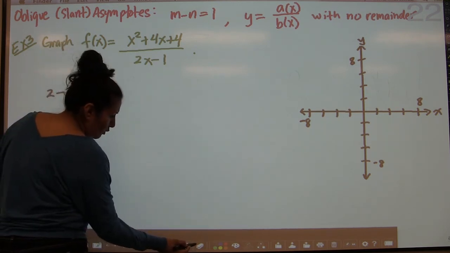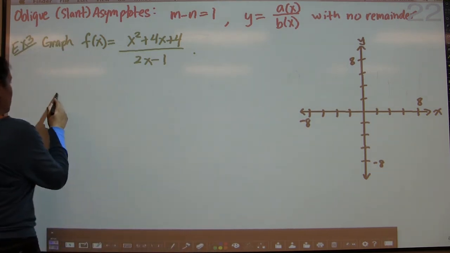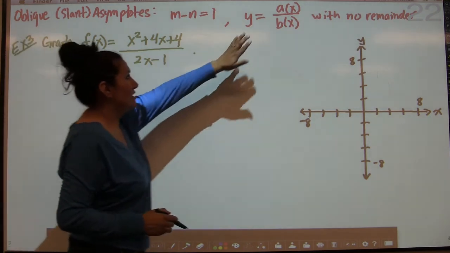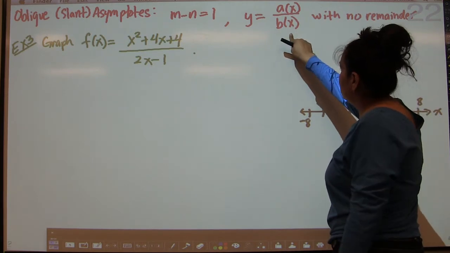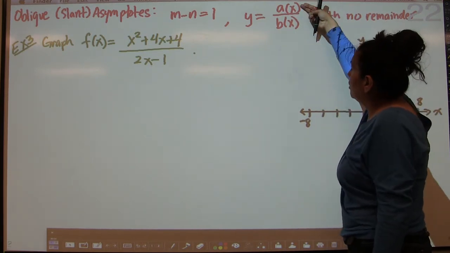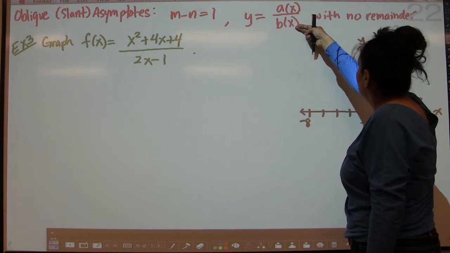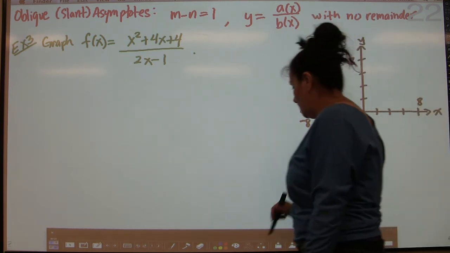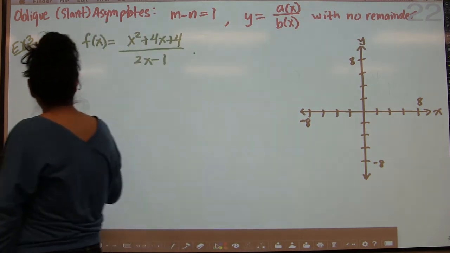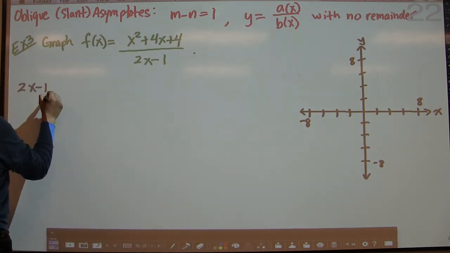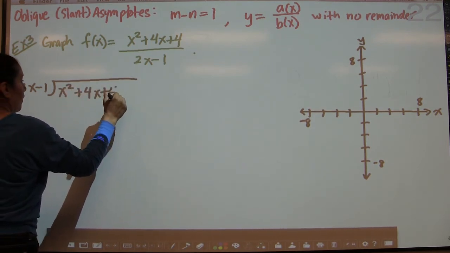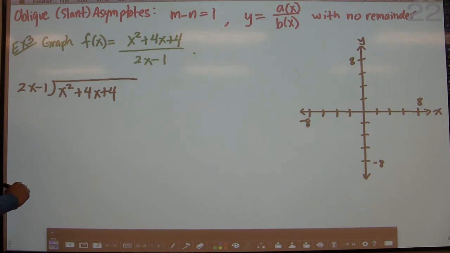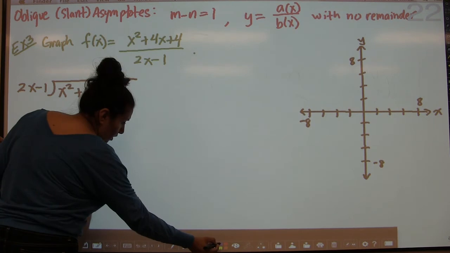So how do we find the oblique asymptote? That's the question. It looks like it has the answer right here, but this might make no sense to you. You're probably going, what in the world? This is basically long division. You take the polynomial on the top and divide it by the polynomial on the bottom with no remainder. So what does that mean? It means you go back to long division, and I'm going to say 2x minus 1 goes into x squared plus 4x plus 4, but I'm going to ignore the remainder. This will give you a little refresher of how to do long division if you have forgotten.